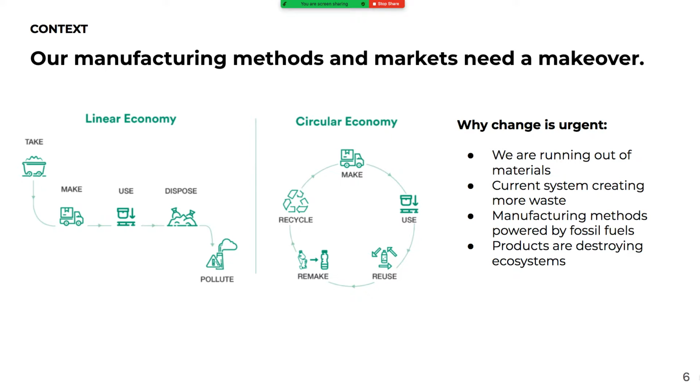This is why we need a circular economy to move away from the status quo and business as usual practices, because our current systems will be unable to keep pace with our growing needs, and eventually these systems will fail.